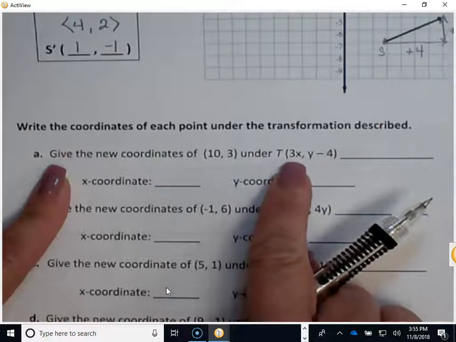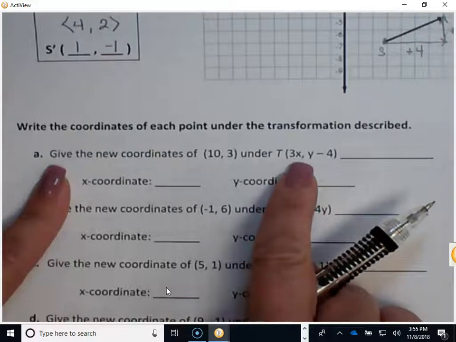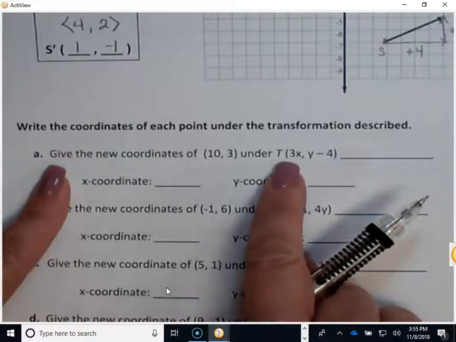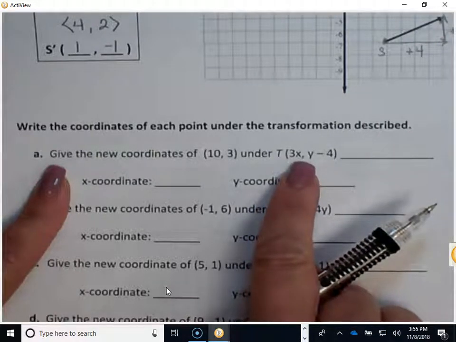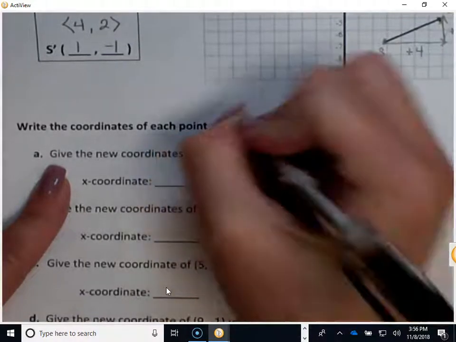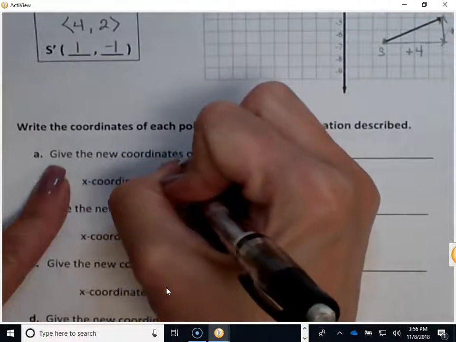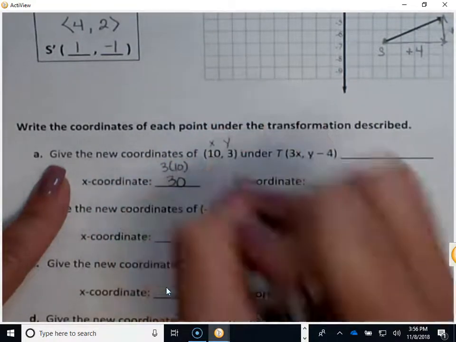So for the x position, they're wanting you to take 3 times whatever your x is. Since they're right next to each other, that means we're multiplying here. So we have to take 3 times whatever our x is. Well, our x is 10. Remember, this is your x, this is your y. So 3 times 10 is how I'm going to get my x coordinate. So that gives me 30.